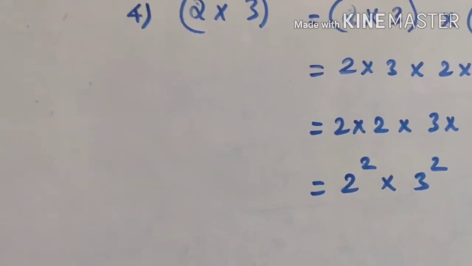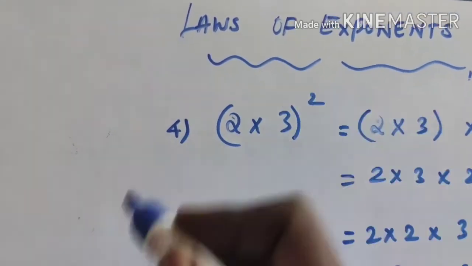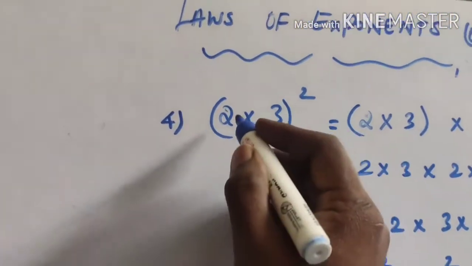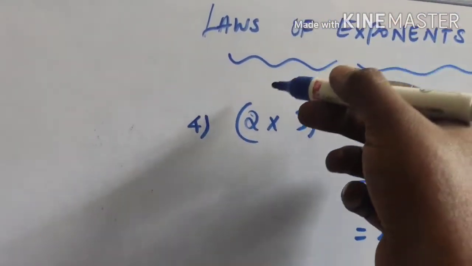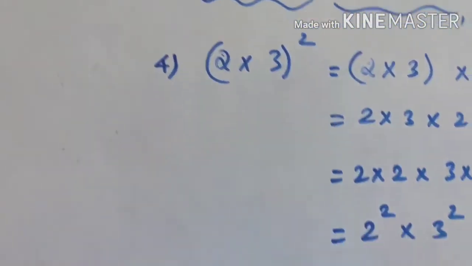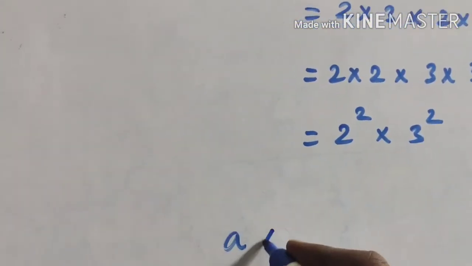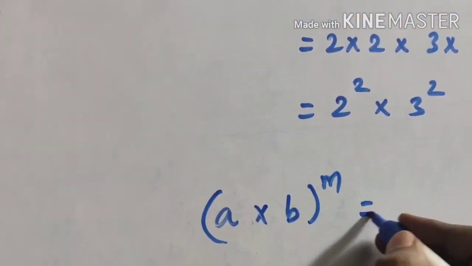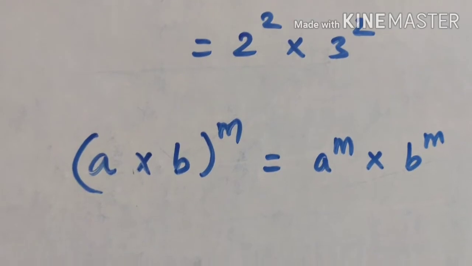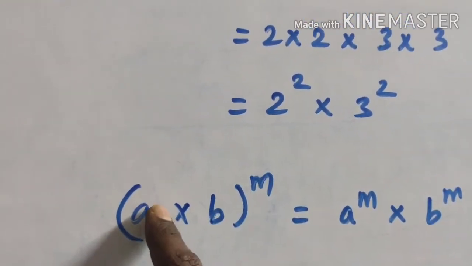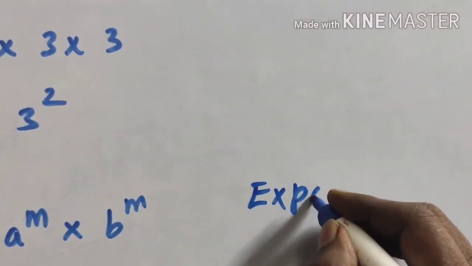So what I have done is, just the power is common for both 2 and 3. If two numbers are multiplied and are raised to a whole power, that power is common for both the numbers inside. See here. In general we can write (a into b) whole power m. This can be written as a power m into b power m. This power m is common power for both a and b. So this rule is called expanded power rule.